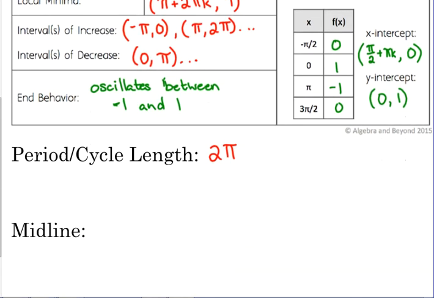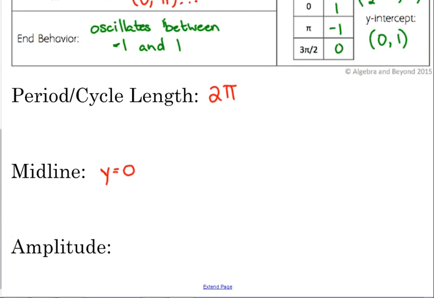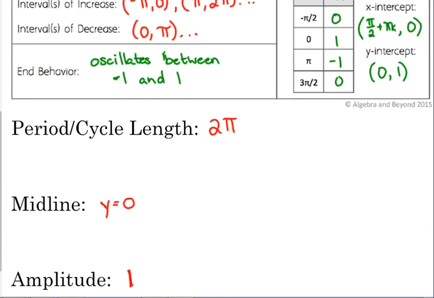Our midline is still the same, y equals 0. Our amplitude is still 1. Just again, those maximum and minimum values occur at some different locations, but we're still achieving the same values.